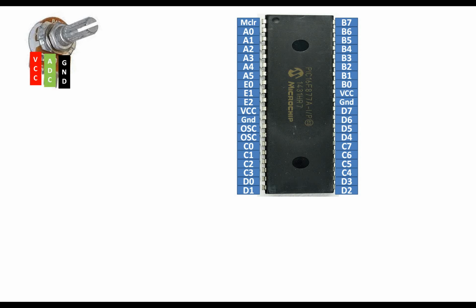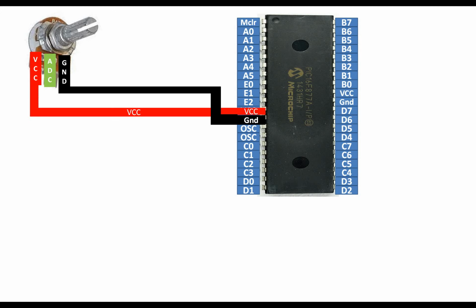Now the center pin is an ADC pin. It's a variable pin. So let me show you how to connect it with a PIC. First of all, you connect ground directly with the ground of the PIC, VCC with the VCC pin of the PIC, and for ADC you can use any available analog to digital channel of the PIC. I am using pin A0. You can use any other available pin like A0, A1, A2, A3, A4, A5, E0, E1, E2. You can use any of these pins. So guys, now our potentiometer is connected with the PIC.